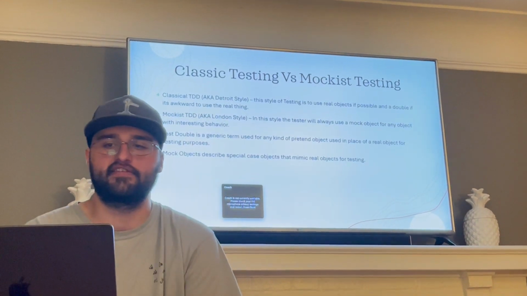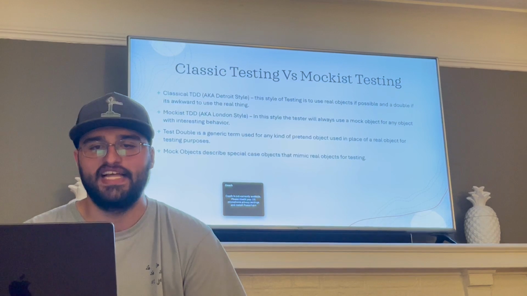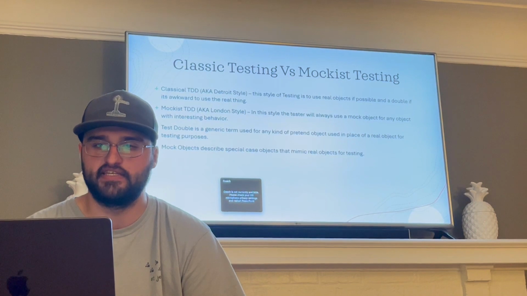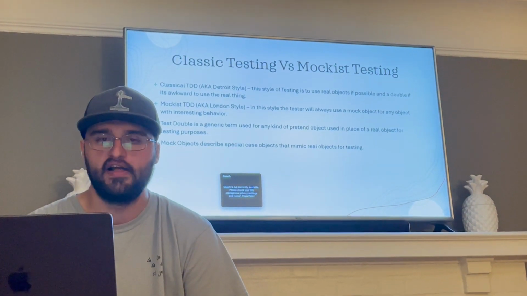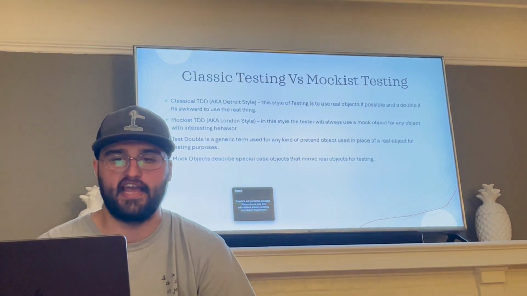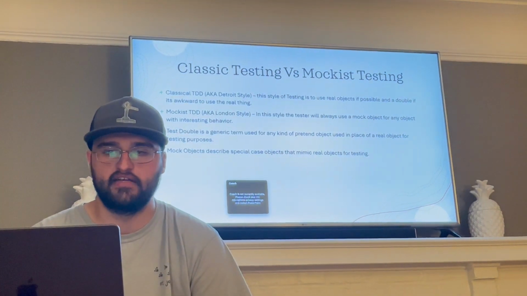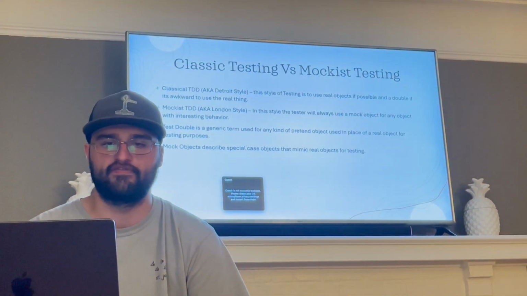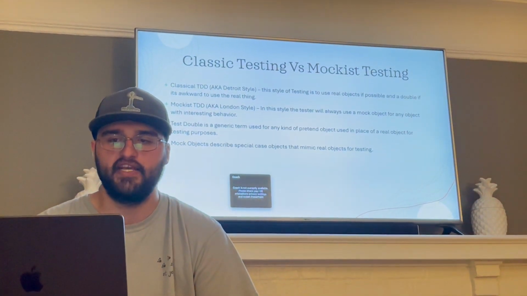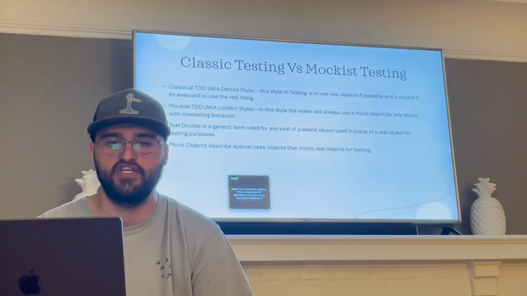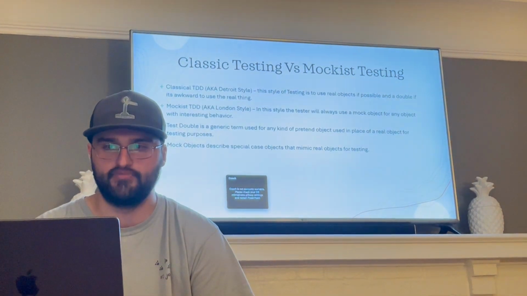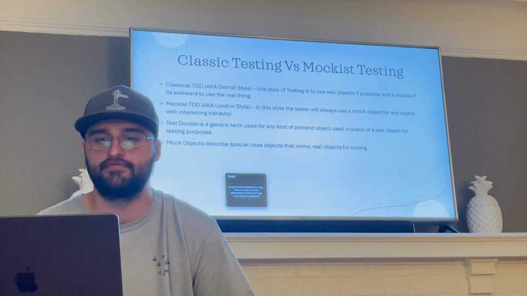Okay, so now we have classic versus mockist testing. Classical TDD, also known as Detroit style. This style of testing is to use real objects if possible, and a double if it is awkward to use the real thing. Mockist TDD, aka London style. In this style, the tester will always use a mock object for any object with interesting behavior. Test double is a generic term for any kind of pretend object used in place of a real object for testing purposes. Mock objects describe special case objects that mimic real objects for testing.